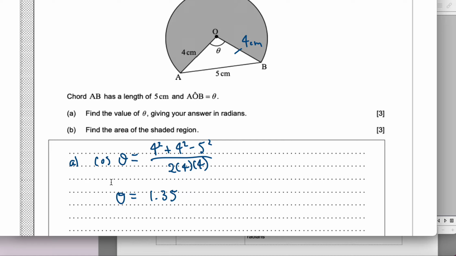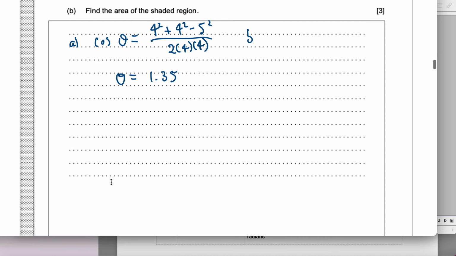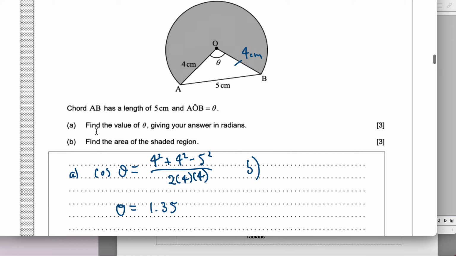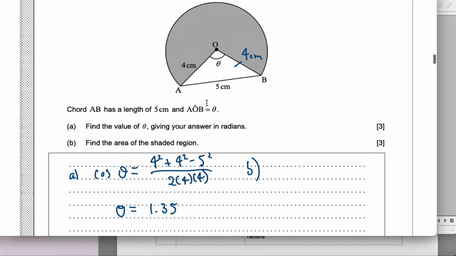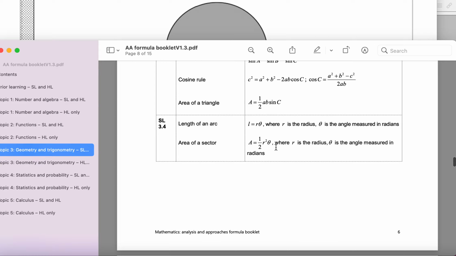Okay, for part B, feel free to write down here if you want to, but just because I want to have everything on the screen, I'll write over here. Find the area of the shaded region. Okay, so we're looking at this, which is just a sector. So just as a reminder, that's this formula. A is equal to 1/2 r squared theta. Okay, so I'm going to write that down. A is equal to 1/2 r squared theta.